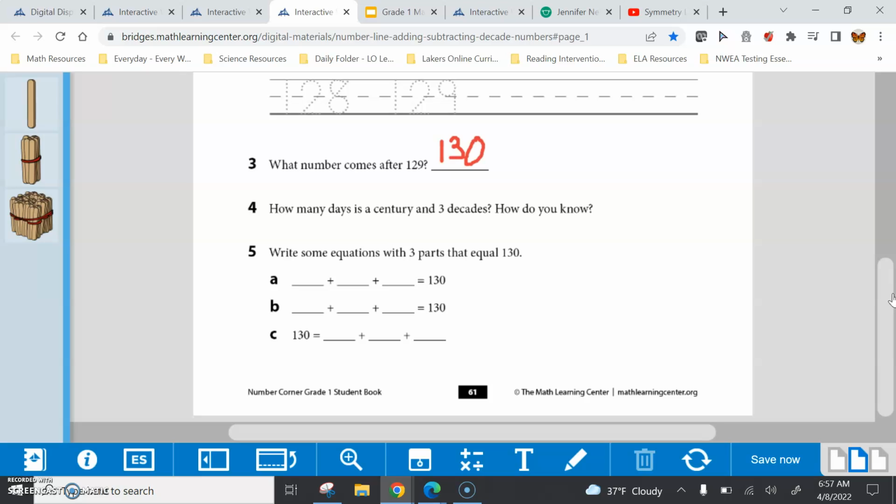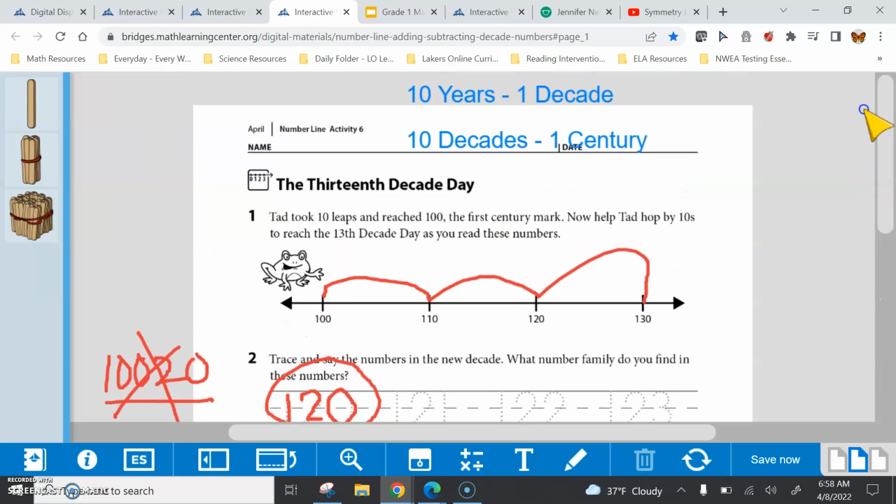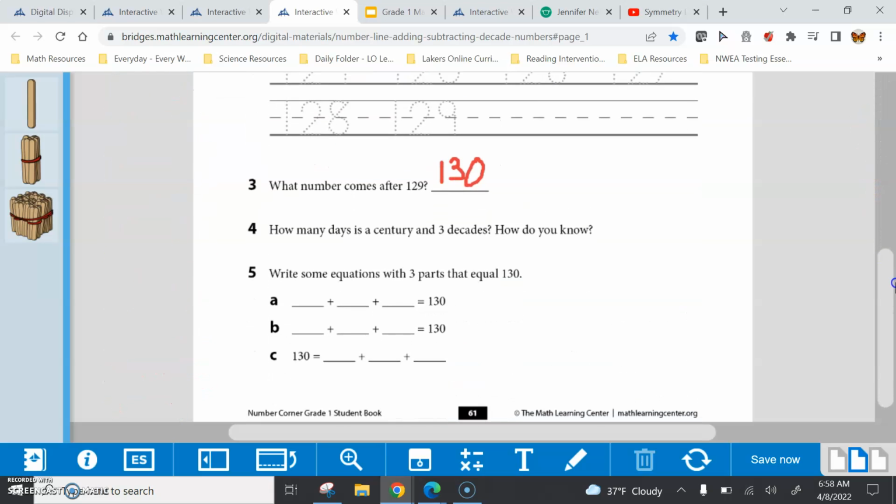How many days is a century and 3 decades? Ooh. We can talk about that one together as a class. So if you have an idea, you can put it there. But we can talk about that one together as a class.